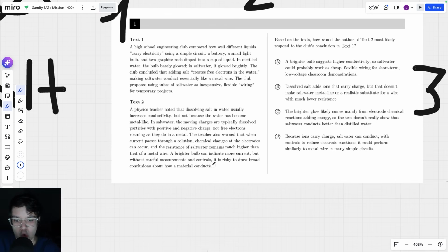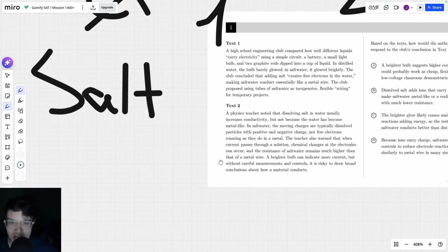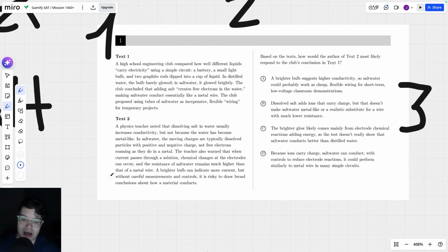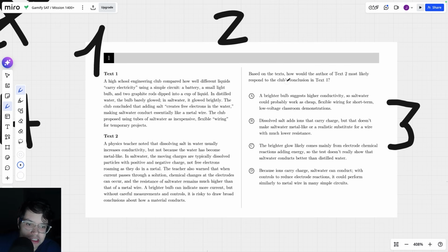The teacher also warned that when current passes through a solution, chemical changes at the electrodes can occur, and the resistance of salt water remains much higher than that of a metal wire. So resistance of salt water is much different from metal wire. So basically just saying here that the water is not at all like what is happening in a wire. It's not the exact same. A brighter bulb can indicate more current, but without careful measurements and controls, it is risky to draw broad conclusions about how material conducts. Okay, so basically what we're just trying to say here is that there are differences between the 2 things. For the prediction here, how would text 2 most likely respond to the club's conclusion?